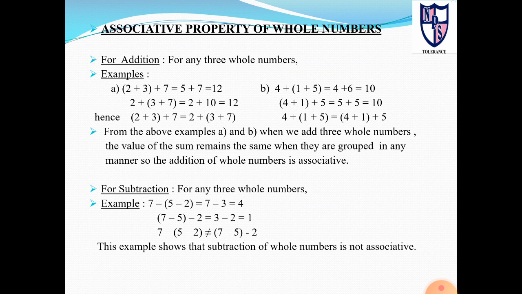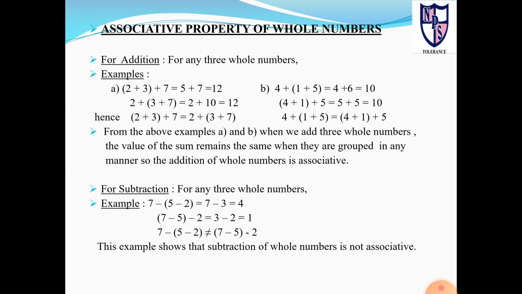See example B. When we take 4 plus the group of 1 plus 5, it is equal to 4 plus 6, which is equal to 10. And if we take the group of 4 plus 1 and add it to 5, then we get 5 plus 5, which is equal to 10. So we can say 4 plus the group of 1 plus 5 is equal to the group of 4 plus 1, plus 5.